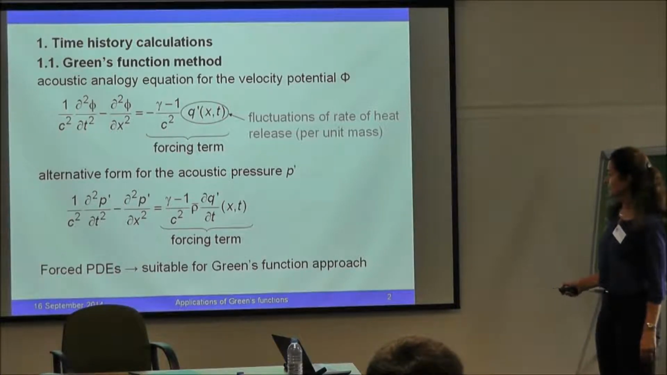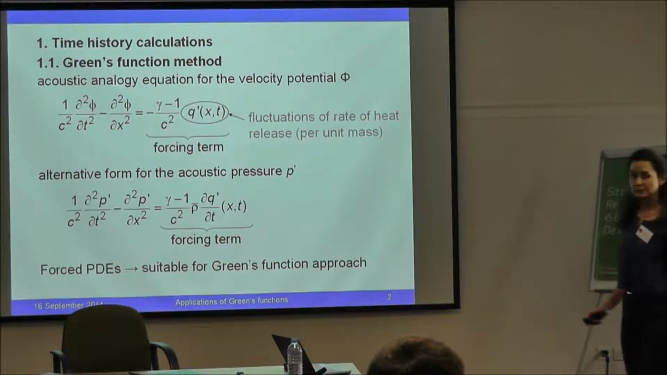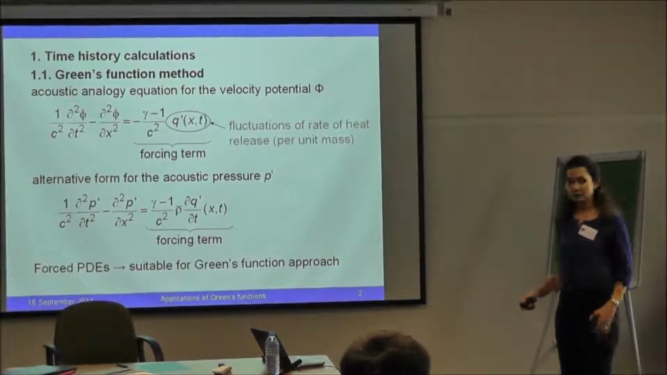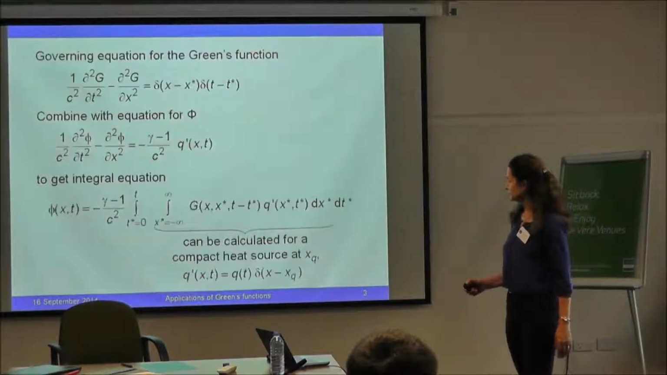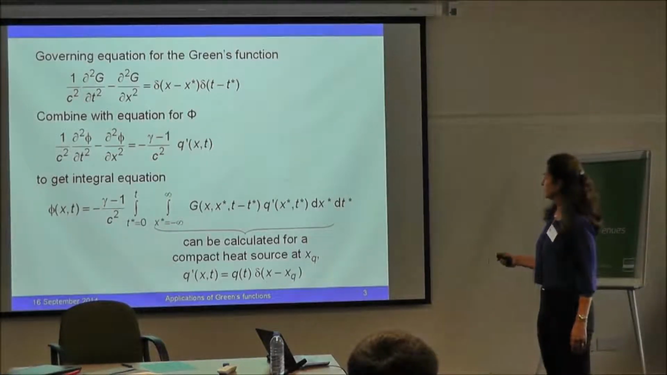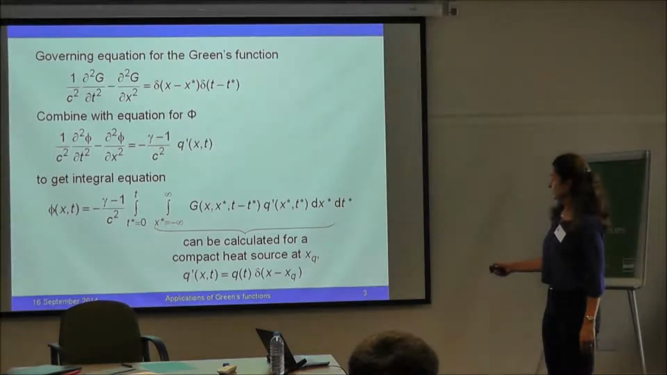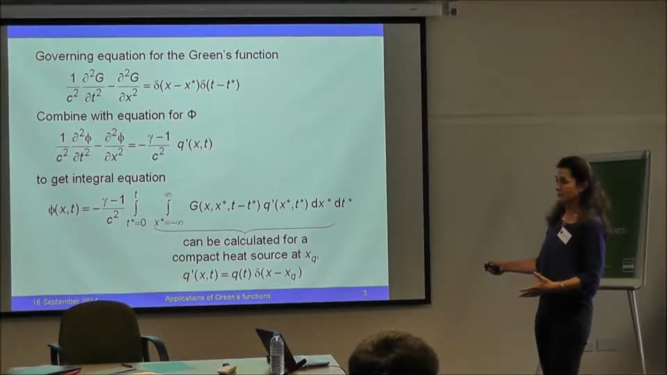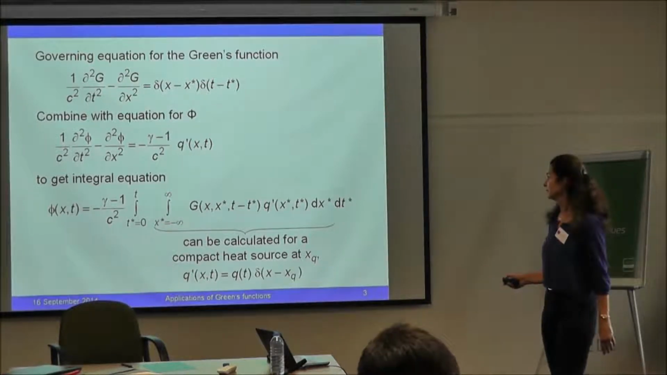We have the wave equation term on the left and then a forcing term involving the rate of heat release on the right. So we have a forced partial differential equation, and that's just an ideal candidate for a Green's function approach, which we know has this governing equation in the one-dimensional case. This can be combined with the equation for phi, as we've seen in the earlier lecture. The only difference is that now I've got a specific source term, which is due to a heat release rate in there, rather than the general source term that I denoted by S.